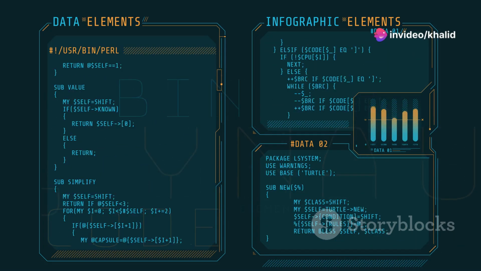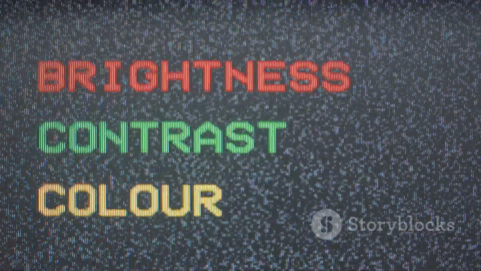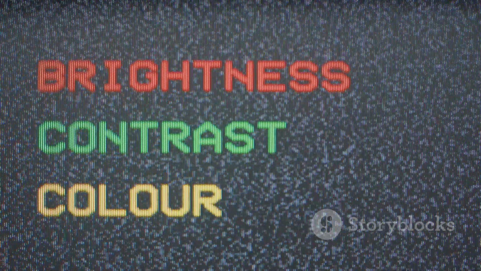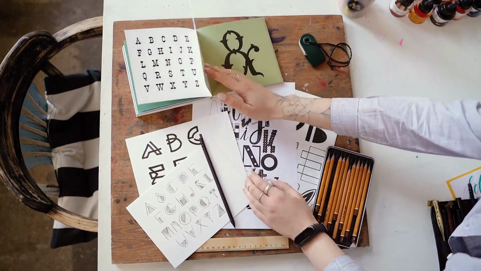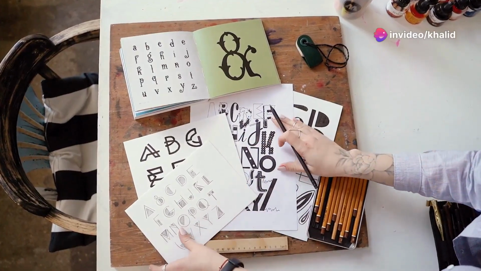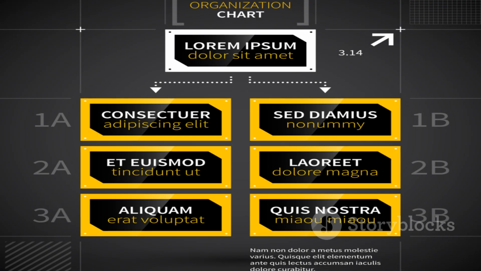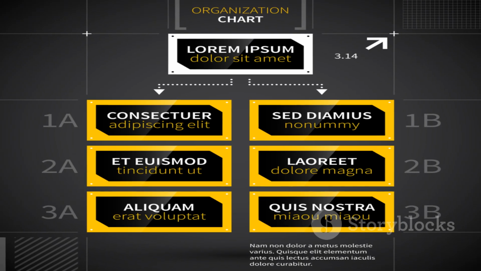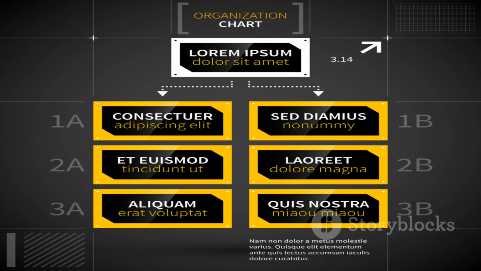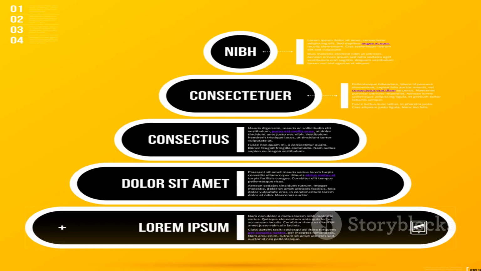Larger elements tend to attract more attention, so use them for the most important information. Color and contrast. Bright colors and high contrast can make elements stand out. Typography. Use different font sizes, weights, and styles to create a visual hierarchy of information. Spacing and proximity. Group related elements together and use white space to separate different sections. By effectively using these techniques, you can create a clear visual hierarchy that guides the viewer's attention and ensures that your message is communicated effectively.